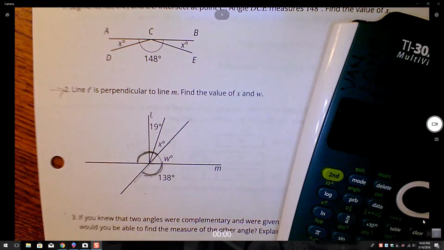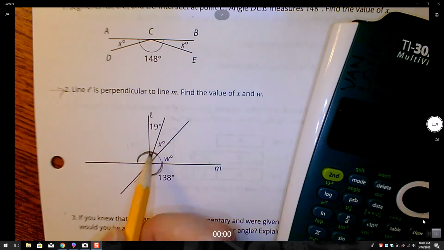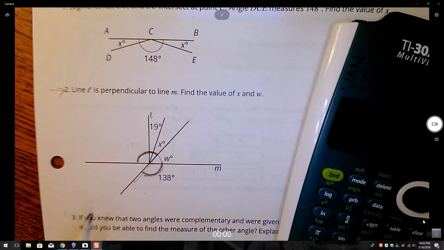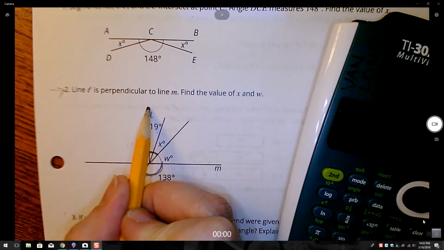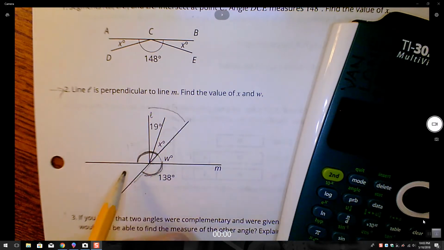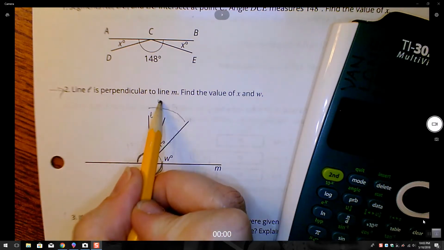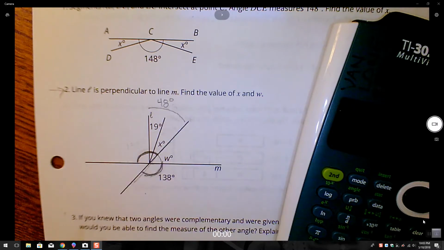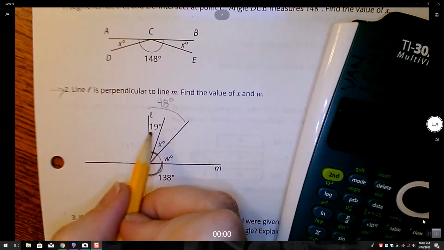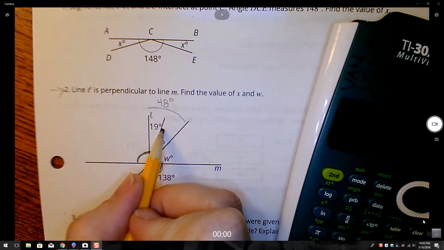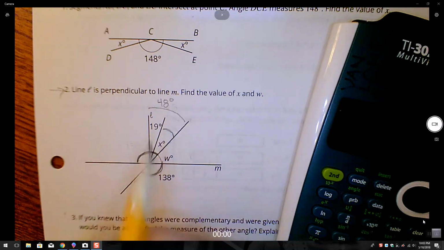Now, I think this illustration is not put together exactly correctly. I think they wanted to avoid giving this away. So they drew it slightly incorrectly. But this part right here is 48 degrees, according to our calculation. So armed with that information, we can take 19 away from this 48, and we'll be left with angle X.